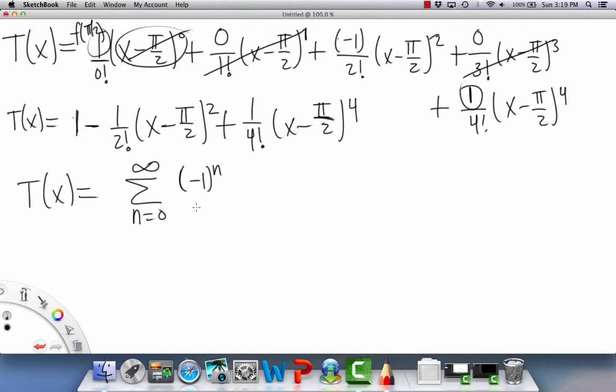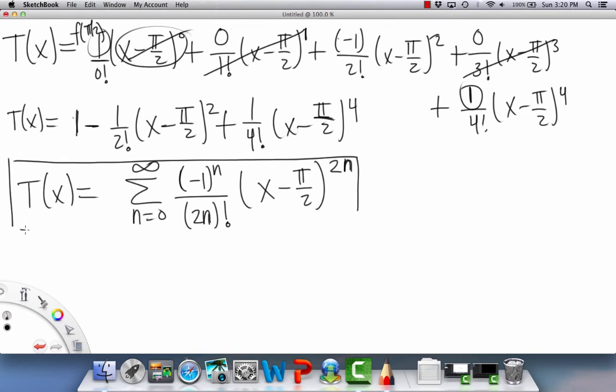And then we also have something factorial, right? And we see that they're all even. So when you have even numbers, you want to write 2 times n. That makes anything even. And then we also have our x minus c part, which is now pi over 2. And then we have only even powers, so again, that'll just be 2n. Alright? So that's it. This is our Taylor series for the given function.